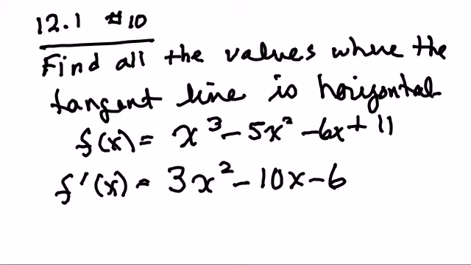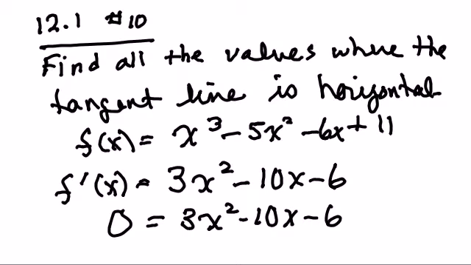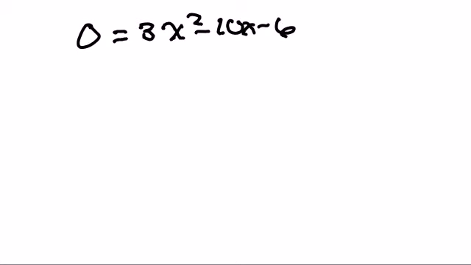And since we're looking for a horizontal tangent line, that means I need to take the derivative and set it equal to 0. So at this point, we need to factor if it's factorable, but when you try factoring this quadratic, you find out it is not factorable. So whenever we have a quadratic that's not factorable, that means I need to use the quadratic formula.